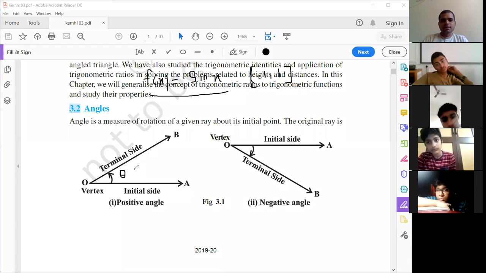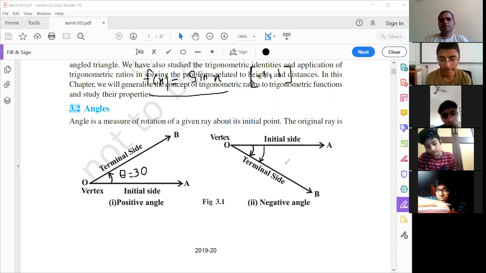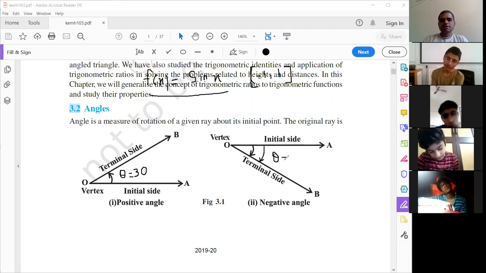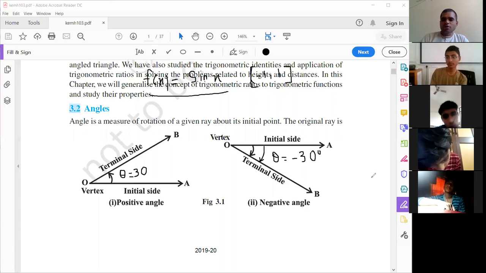Let's say for example you rotate 30 degree, so theta is equal to 30 degree. If you rotate it in clockwise direction 30 degree, then theta is taken as minus 30 degree. This is called negative angle. You have to follow this convention. If it is anti-clockwise, the angle is taken positive. If it is clockwise, the angle is taken negative.